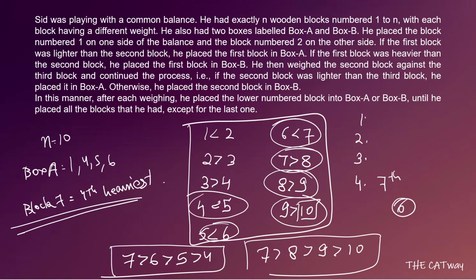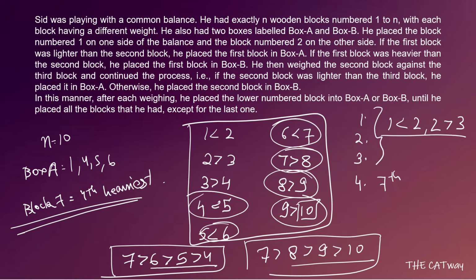So we have found all 6 of them, that is 6, 5, 4 and 7, 8 and 9. So that means the remaining 3 are box number 1, box number 2 and box number 3. The relation between them is given by 1 is less than 2 and 2 is greater than 3. So these 3 boxes are going to occupy these 3 positions.